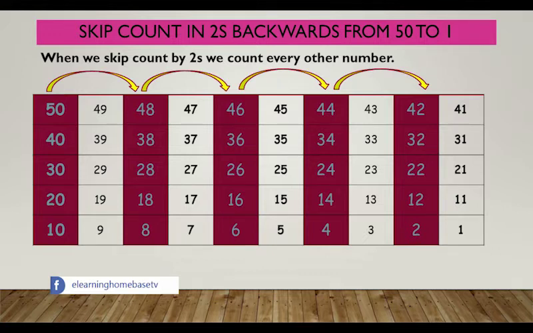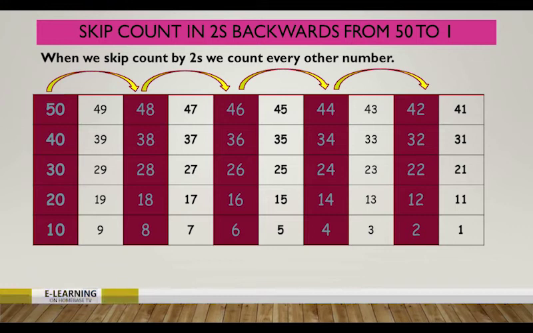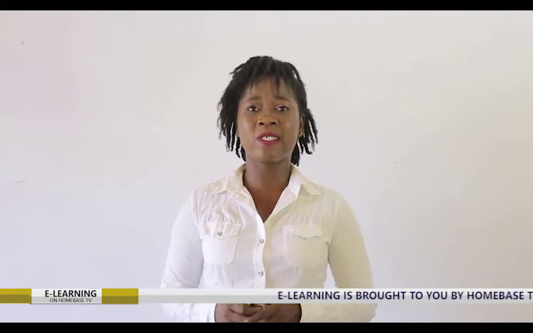We skip 7 to 6. We then skip 5 to 4. We skip 3 to 2 to get to our last number, that is 1. This is skip counting in twos backwards from 50 to 1. Hope you are okay with skip counting backwards. Let's go over it again.